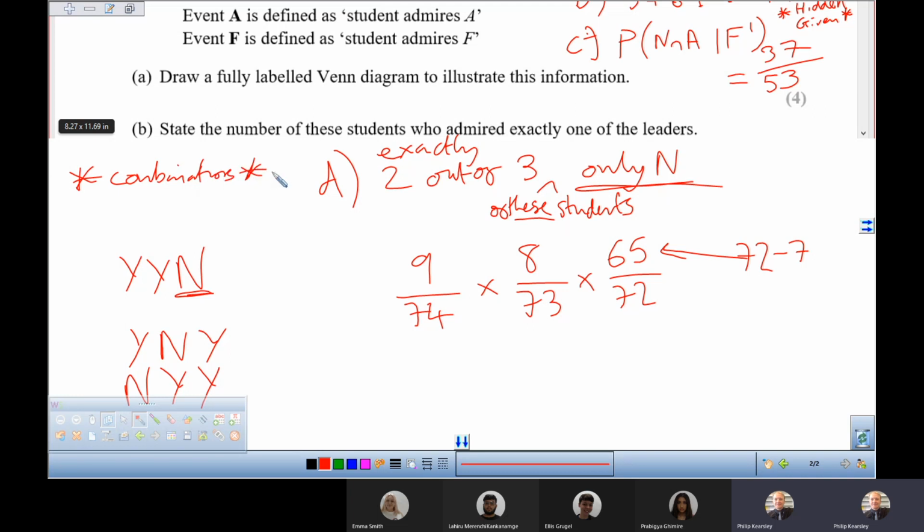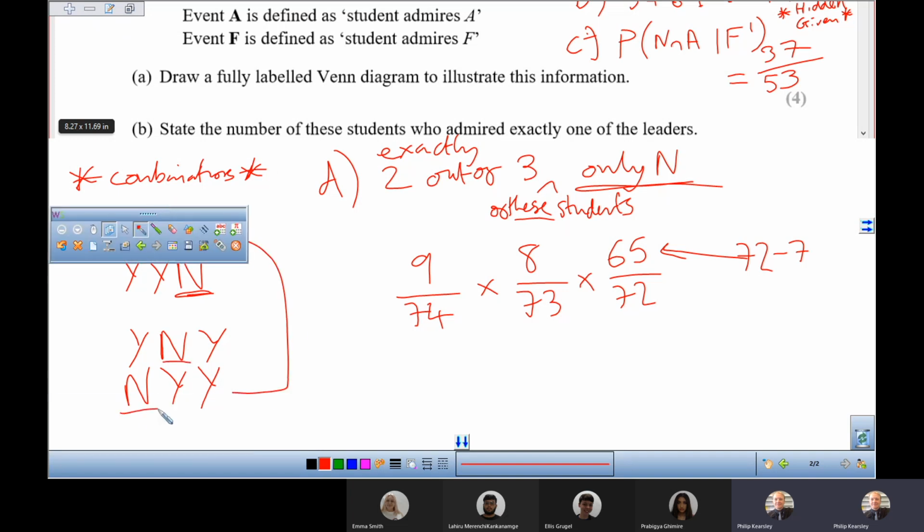So that probability alone, 9 74ths times 8 73rds times 65 72nds, will only get you 2 out of 4. Numerator is correct, 9, 8, 65. Denominator is correct, 74, 73, 72. Times by 3 gets you that 3rd mark. Why times by 3? Because there's 3 positions where the person who doesn't fit the criteria of only N could pick.